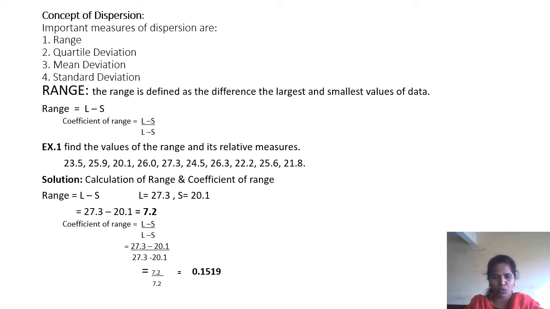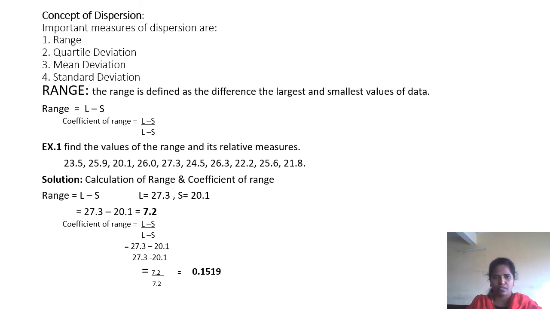Then ultimately you have to calculate the coefficient of range also. So range equals L minus S divided by L plus S. Then the values are 27.3 minus 20.1, divided by 27.3 plus 20.1. We get the answer, that is 0.1513, after doing the division. I hope you understand what a range and its coefficient of range are.